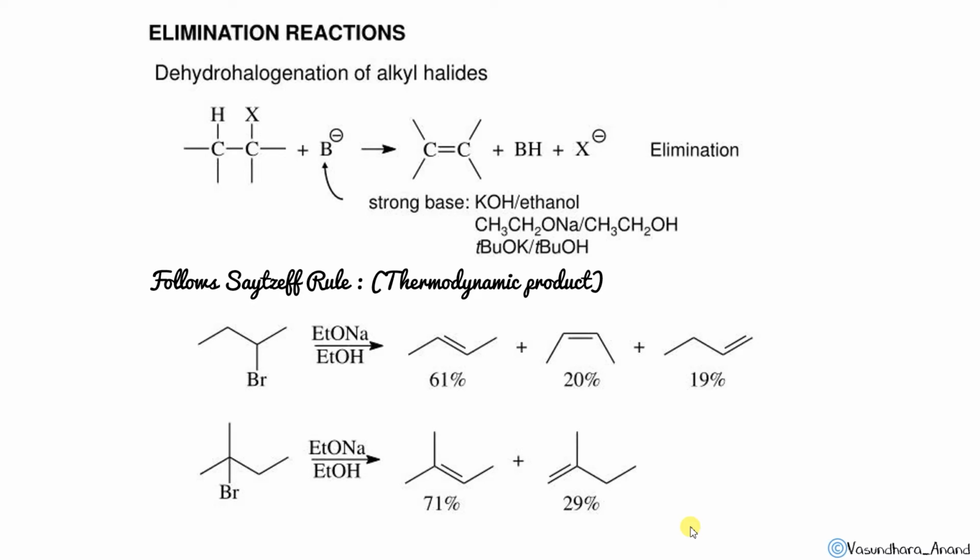Okay. So this is also called dehydrohalogenation, or it can also be called beta elimination. Why? Because beta hydrogen comes out. Okay. So in this case, what will happen? Let me write beta elimination.